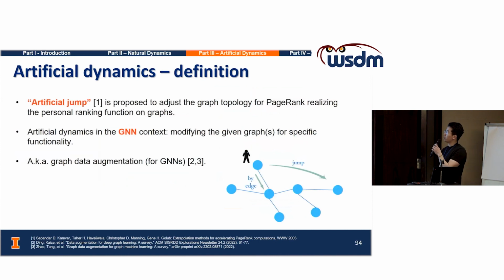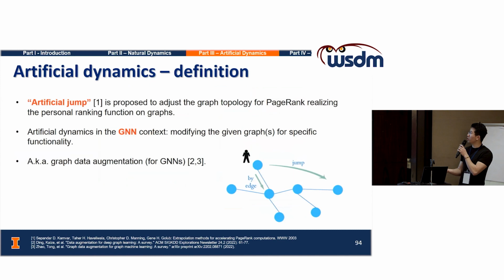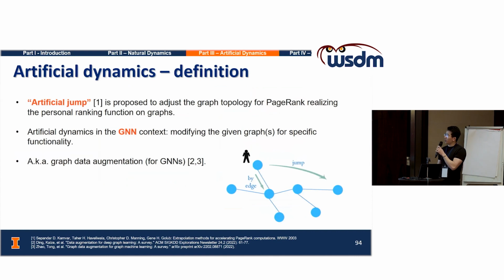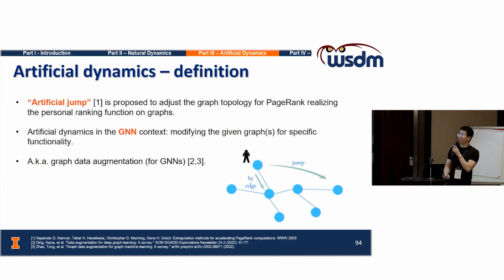Artificial dynamics was first defined many years ago, and it was named artificial jumps. It was proposed to modify the topology such that the results of PageRank can be personalized. In the modern graph neural network context, artificial dynamics means modifying the given graph for some specific functionalities. For example, we can improve the scalability of graph neural networks, or we can improve the expressive power of graph neural networks, and so on. This technique is also known as graph data augmentation for graph neural networks.